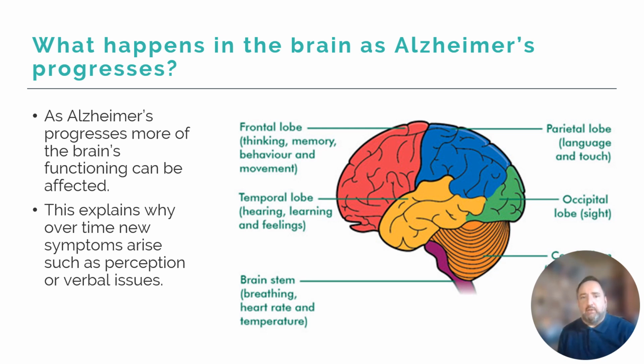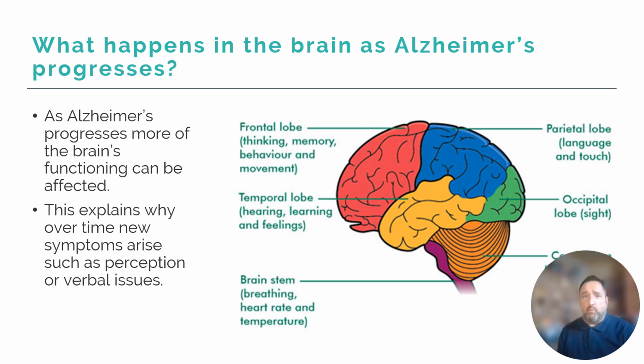So what's actually happening in the brain as Alzheimer's progresses? So you've got a lovely picture of the brain here, just picking out some of the main areas. But as Alzheimer's progresses, more of the brain functioning can be affected. So when Alzheimer's first starts, it may be that those amyloid plaques are more contained in particular areas. So that's again more around the memory side of things. But as it moves and develops around the brain, you could see why it might potentially affect areas of the brain that affect sight and perception, for example. So that might be where your perception issues are.